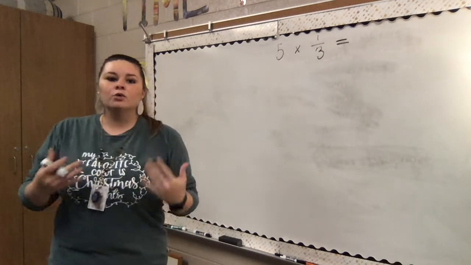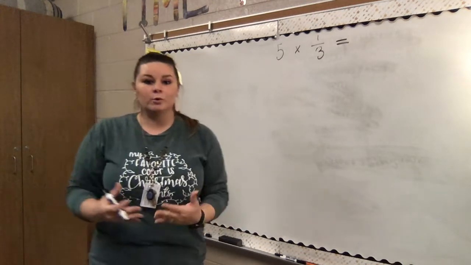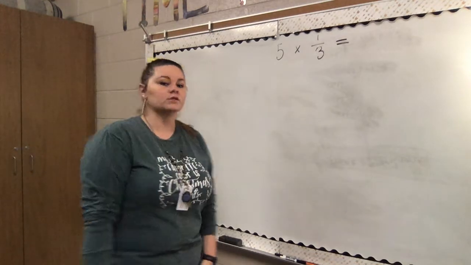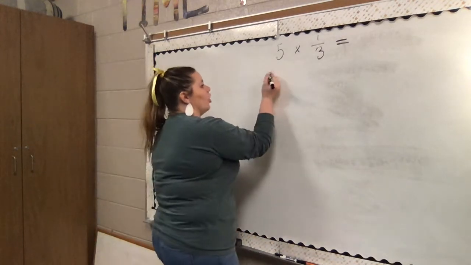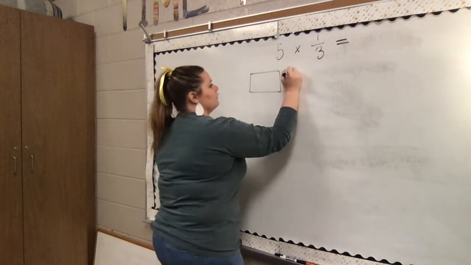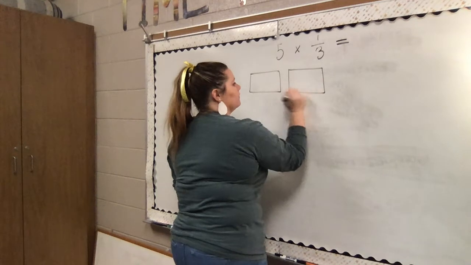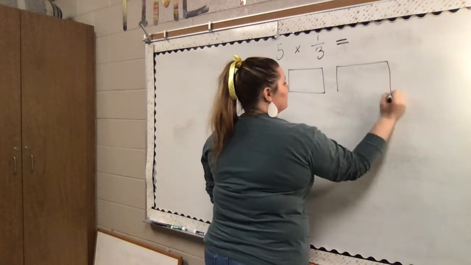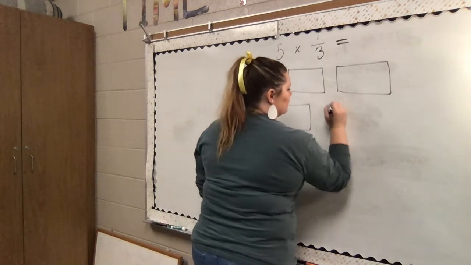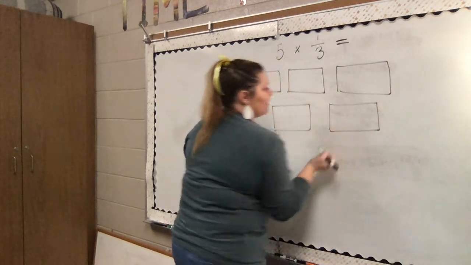Of course, with math there are multiple ways to do things. So I'm going to start with picture models, and then we'll also do number line models. I know that 5 wholes would look like this, so I'm going to draw rectangles to represent my 5. There's 3, 4, and 5. So there's my 5 wholes.